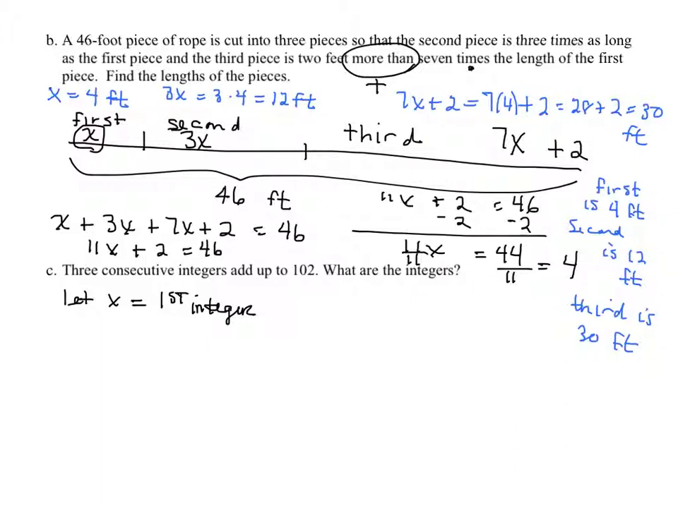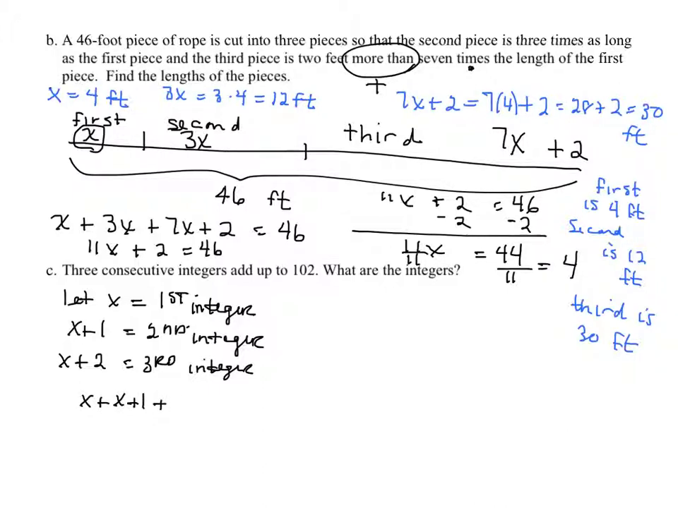What's an integer? Negative, positive, whole number. Then I'm going to add 1 to it to get my second integer. And I'm going to add 2 to it to get my third. I'm going to add 2 to the first guy because it's x plus 1 plus 1, which is x plus 2. And then I'm going to add them up to 102. And now we just have to figure it out.